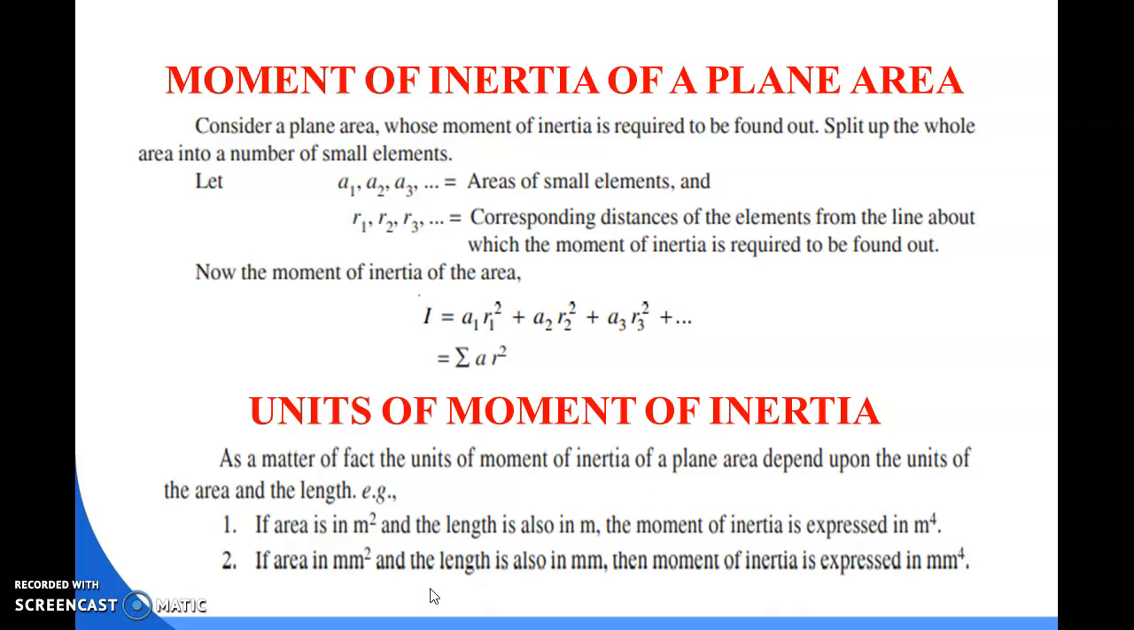The unit of the moment of inertia will be expressed in meter to the power fourth or mm to the power fourth. As per the unit given in the question, the moment of inertia unit will be different. In case of meter, the unit will be meter to the power fourth, and in case of mm, the unit will be mm to the power fourth.